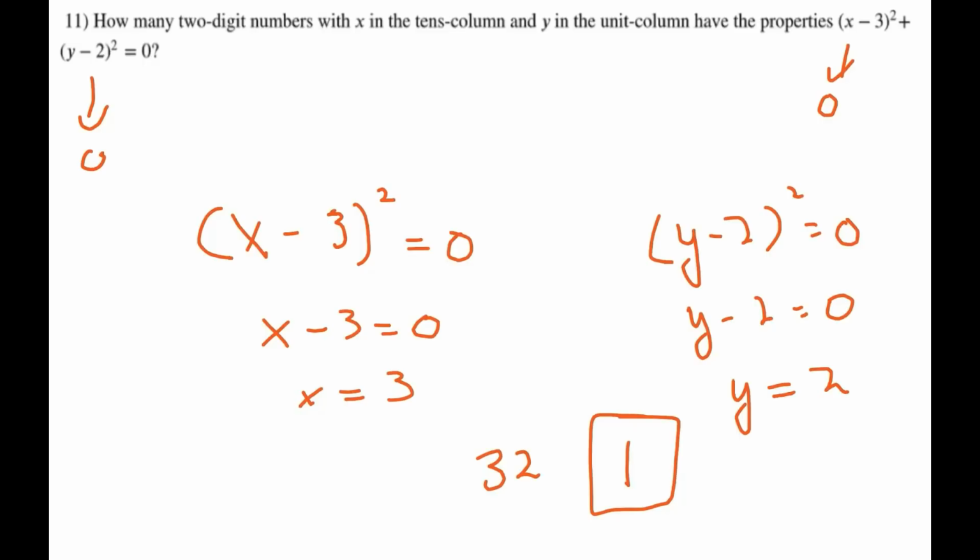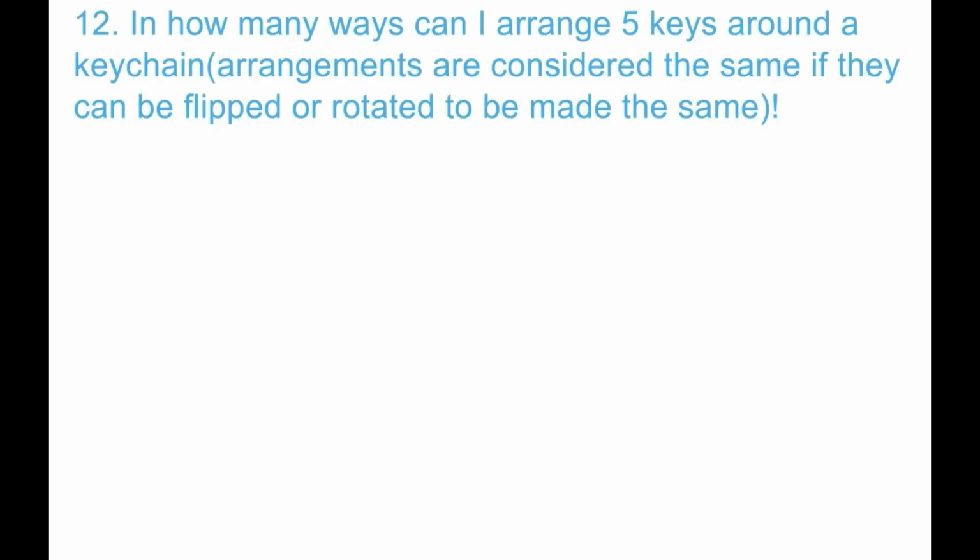Let's move on to problem number 12. In how many ways can I arrange 5 keys around a keychain? Arrangements are considered the same if they can be flipped or rotated to be made the same. To solve this problem, we have to realize that there are a lot of arrangements that are the same. Each arrangement of 5 keys can be rotated in exactly 5 ways, or 4 ways plus the one way that it has been set in. And each of these arrangements can be flipped to make another arrangement.